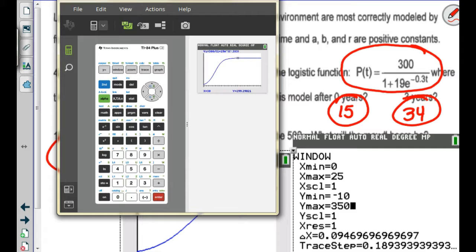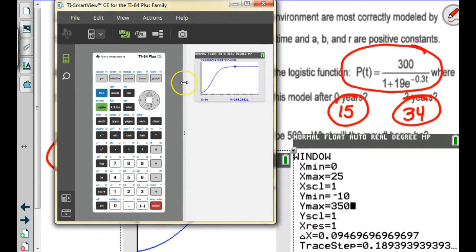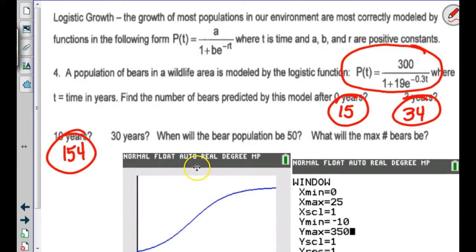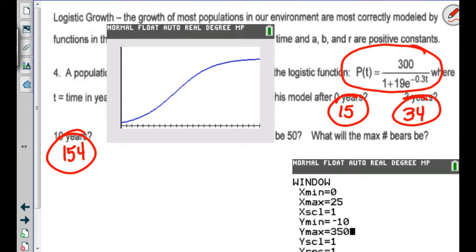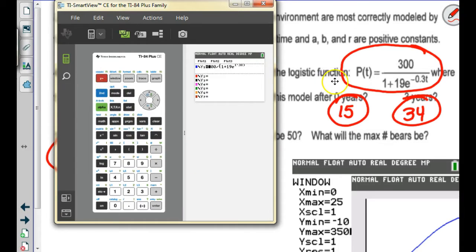Okay. And then the question says, when were there 500 bears? How could we find that? Oh, this says, oh, when was the bear population 50? Okay. So how can we find when it was 50? Anybody know? We could plug a 50 in and try to work backwards, and it would kind of be a nightmare. We could do it, but it'd be a big hot mess. What's the easiest way to do this? Guys, can I just put a 50 in my Y2 and find where they intersect? So when were there 50 bears?